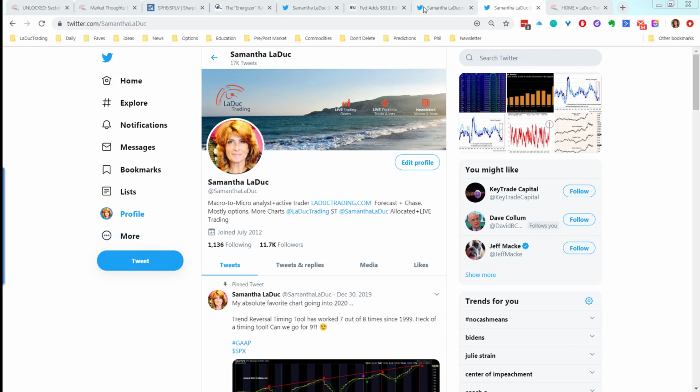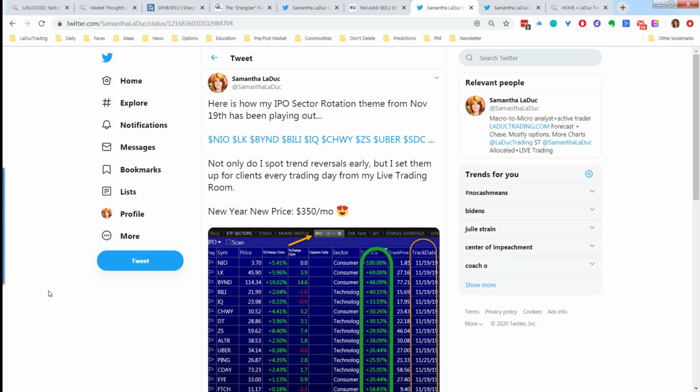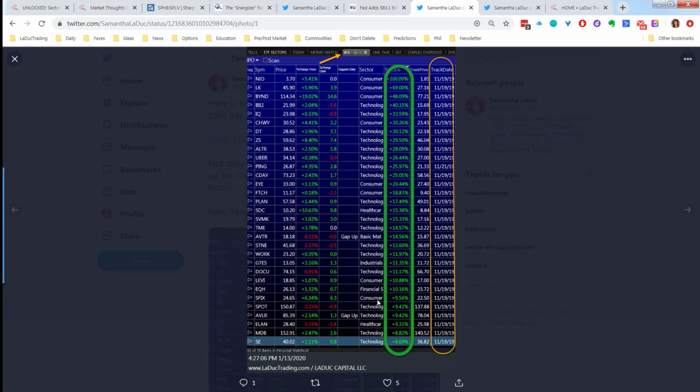So getting to the tweet I just sent out today, it was in regards to this IPO sector rotation theme that I talked about, wrote about, and have traded with clients in my trading room since the middle of November. You can see that I have basically today grabbed, just as an example, this list of 70. It's a personal watch list in my TC2000 charting software program, and I put this list together because it was a theme I was writing about and talking about every single day in my trading room.